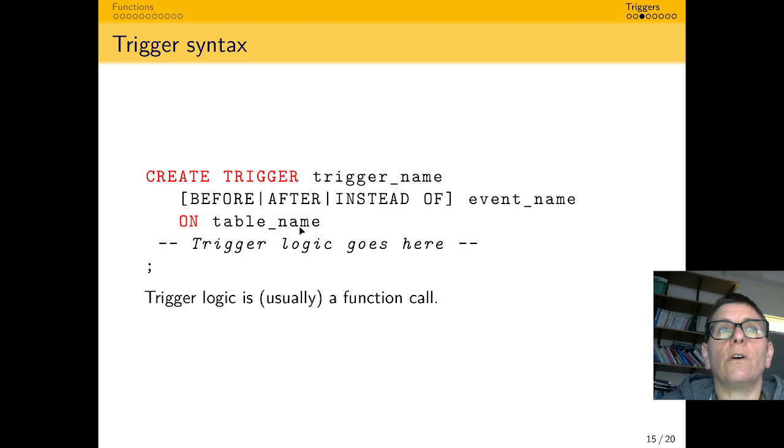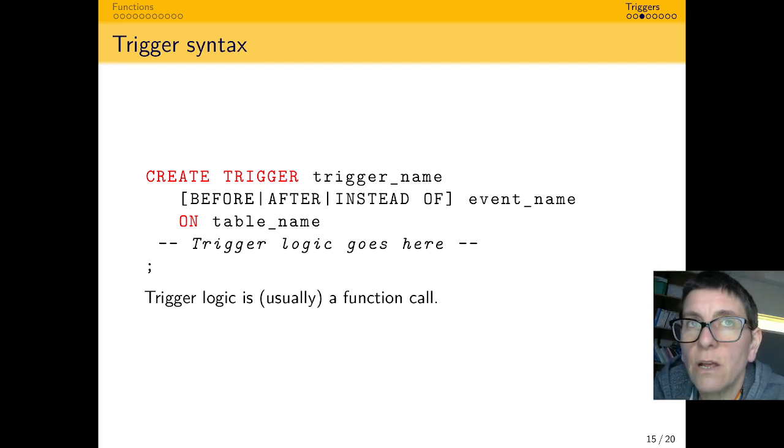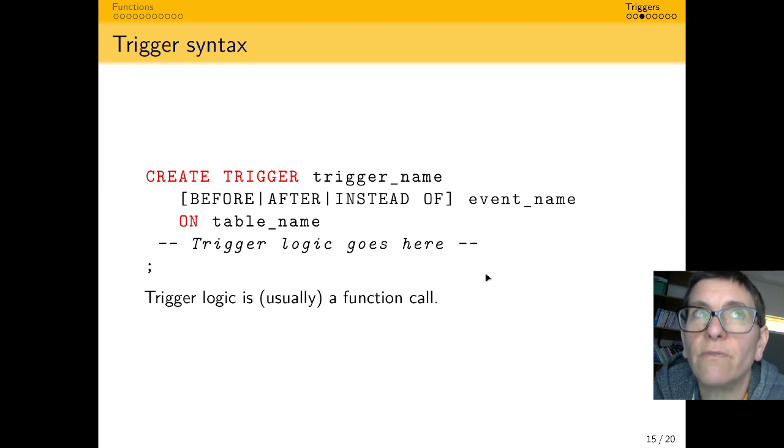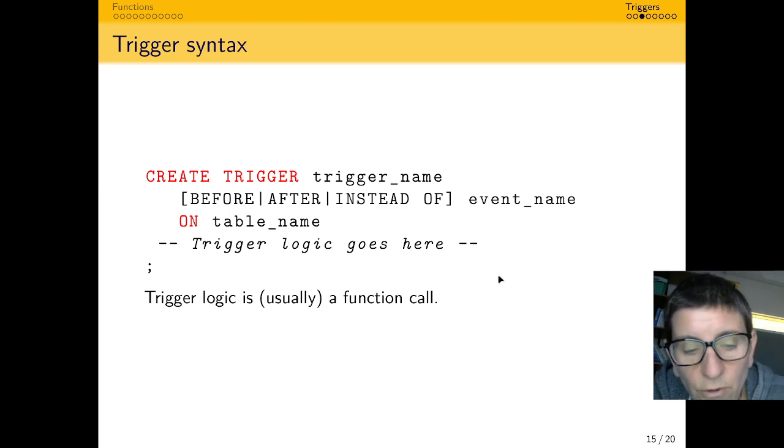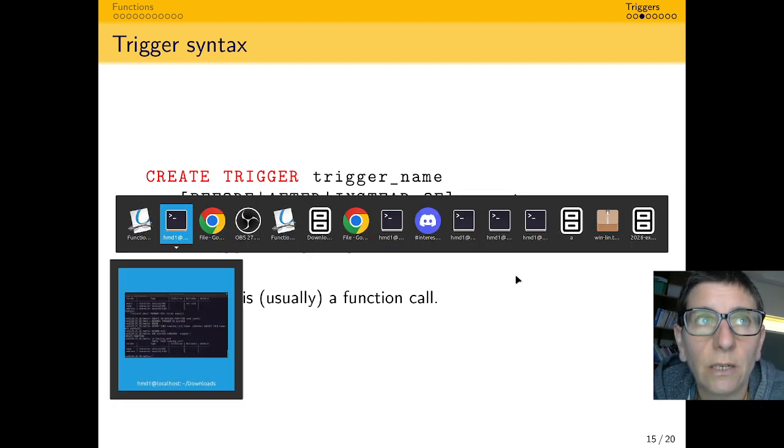a particular event name on a particular table name, and then you have the trigger logic. Usually, trigger logic is a function call, and usually it's something you want to do before or after something. If you do set up triggers that run something instead of something else, that's kind of high risk. So if you have a trigger that instead of inserting on a table does something different, your database is going to behave very unusually. So normally what you'd do is you'd use these to do something as well as a particular command.